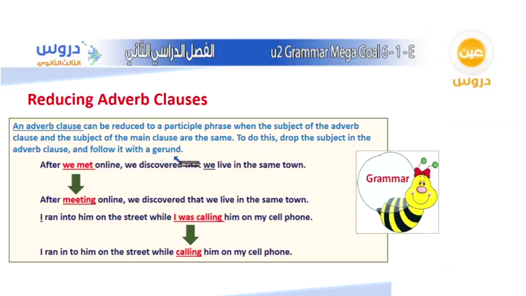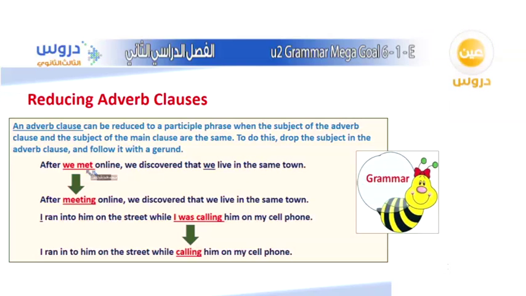Okay, we will explain it more in the following example. Here, where is the adverb clause? The adverb clause is the first clause here, after we met online, because it follows the adverb after. Because we have the adverb after, we call it an adverb clause. And the other clause, we call it the main clause.